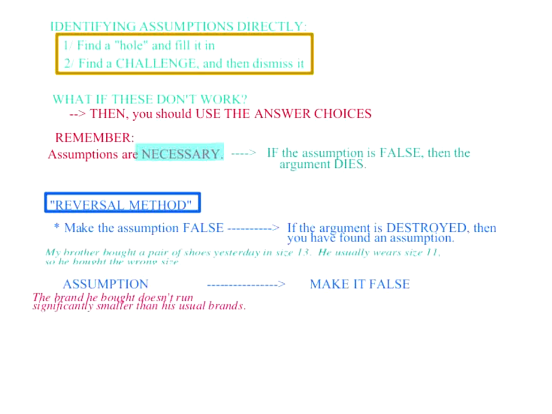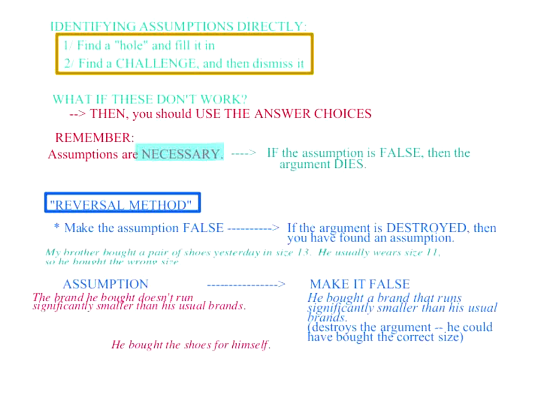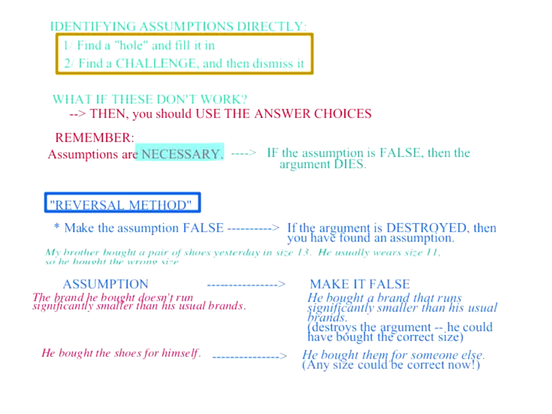So here's an assumption. If we make this false, we get: he bought a brand that runs significantly smaller than his usual brands. If this is true, then it destroys the argument, because he could have bought the correct size in this brand. Another assumption that we made was he bought the shoes for himself. If we make that false, we get he bought the shoes for someone else, in which case absolutely any size could be the correct size, because we don't know who he bought them for.